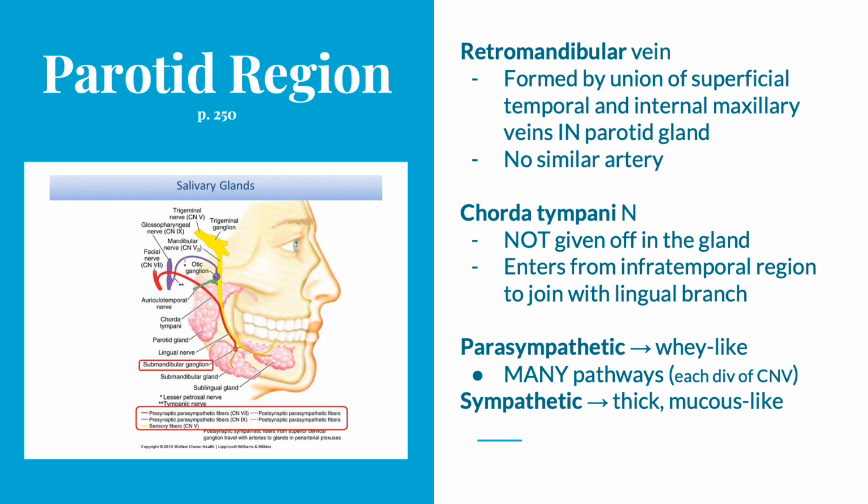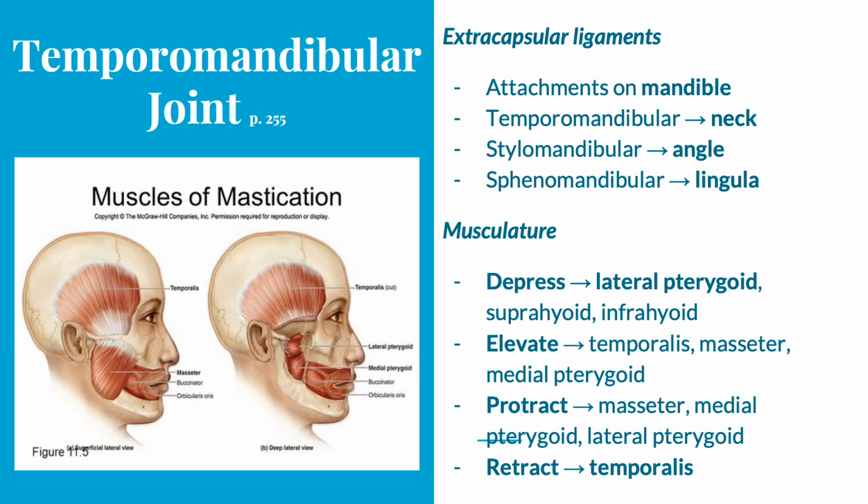And then again, parasympathetic does what the parasympathetic does. It's going to make watery, whey-like saliva, and there's a whole bunch of pathways. And then sympathetic, that's going to do the opposite. That's your cotton mouth, remember, thick mucus-like secretion. So real gross. But remember that your sympathetics are going to be firing when you're speaking in front of a crowd or recording yourself on a PowerPoint and you get cotton mouth.